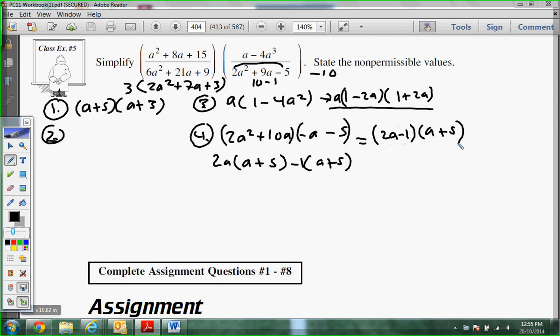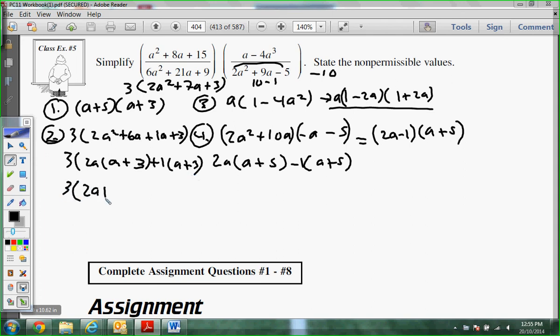All right. Emma, do you have the other part? 6 and 1. Okay, 6 and 1, so 3 times 2a squared plus 6a plus 1a plus 3, okay? Okay, so 3 times 2a is a plus 3. And then what'd you take out there? Just a 1. Okay, so she got, for the one, 3 times 2a plus 1 and a plus 3.